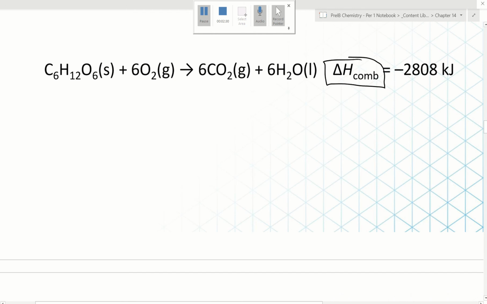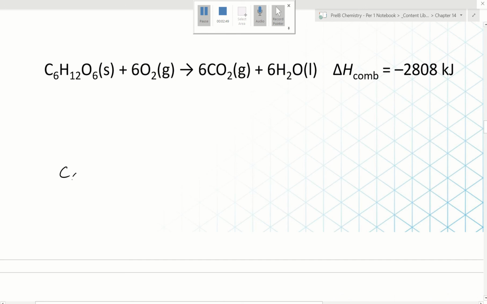So delta H is the enthalpy of the reaction. It's the change in energy as the reaction takes place. The enthalpy of this reaction, which is a combustion reaction, is negative 2,808 kilojoules. That's the reaction. Now we can write this reaction several different ways.